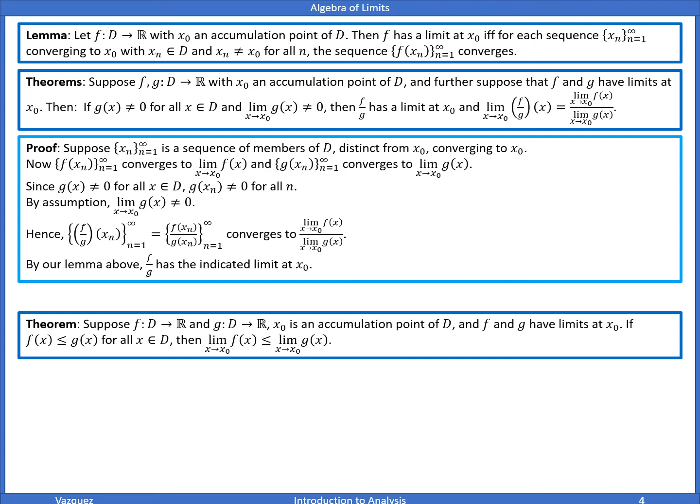It says, suppose f and g map D to R, x naught is an accumulation point of D, and f and g have limits at x naught. If f of x is less than or equal to g of x for all x, then the limit of f is less than or equal to the limit of g. And again, this should be pretty intuitive. Since we're following the same structure of section 1.3, we move on to some theorem that's quite interesting.